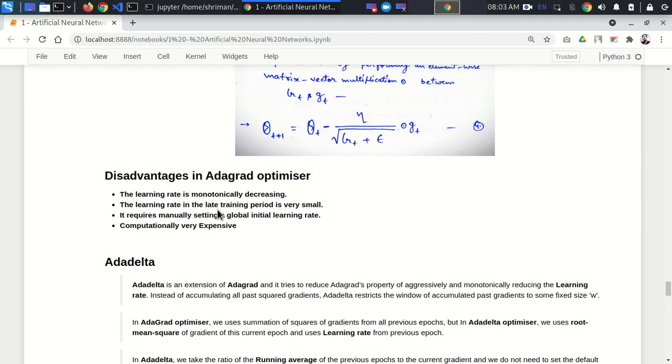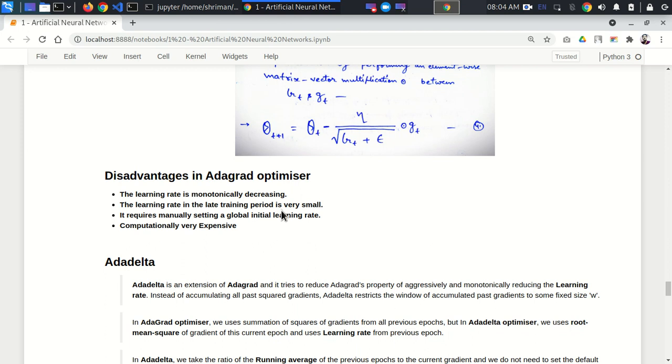The learning rate in the late training period is very small. So if our learning rate in the very late training period is very small, then we will not be able to learn anything, and there will be no significance in doing this kind of learning, right? It requires manually setting a global initial learning rate. So in the very first place we have to give an initial learning rate, this eta will be given by us. It is also computationally expensive. So these are the 4 different cons available in AdaGrad optimizers.